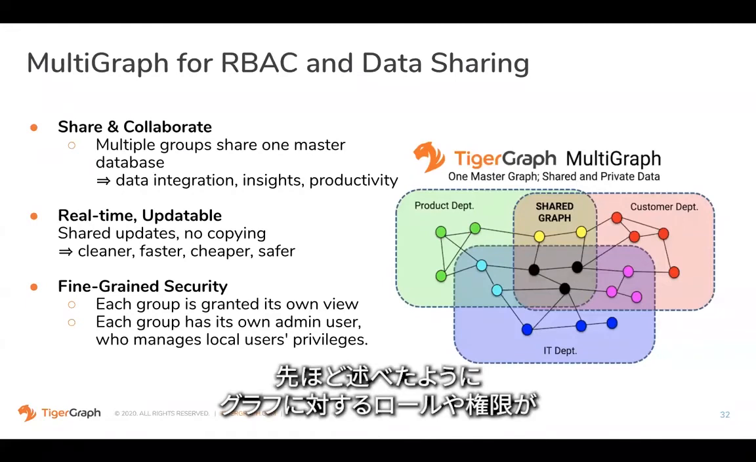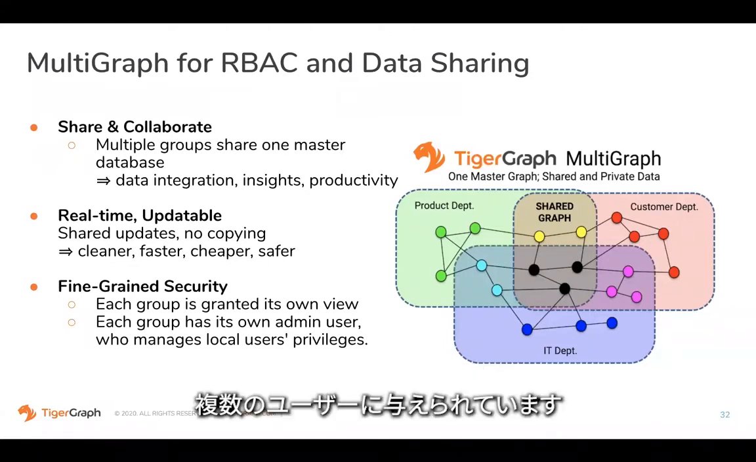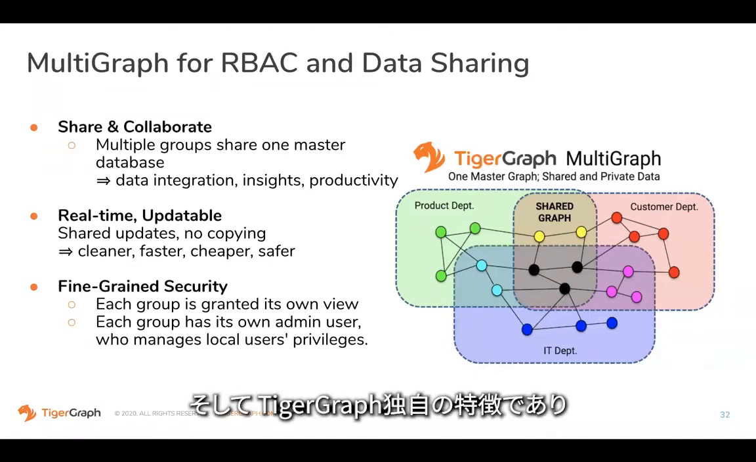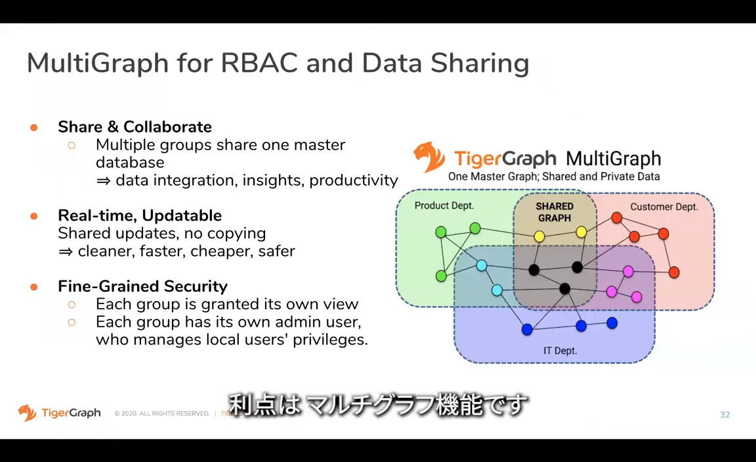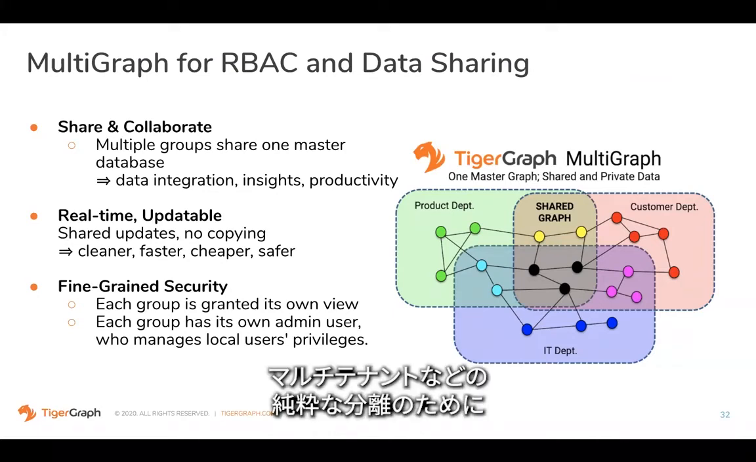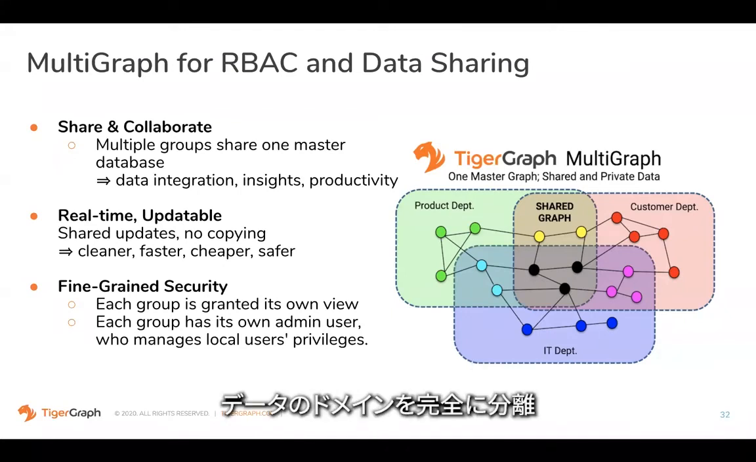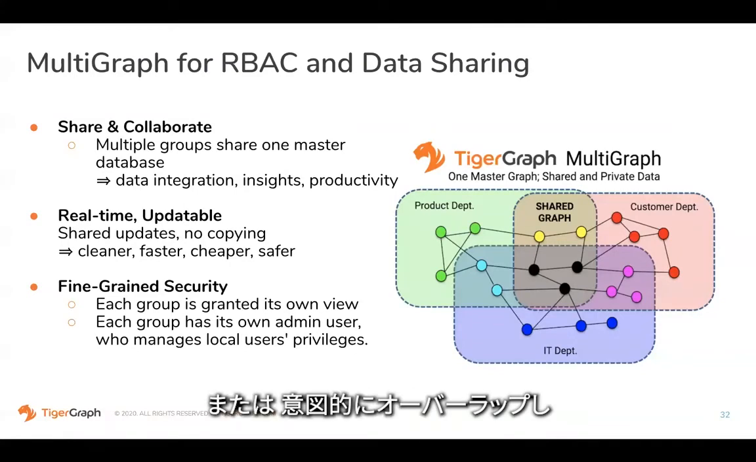I said a privilege is a role or privilege on a graph for some number of users. And a unique feature and benefit of TigerGraph systems is the multigraph feature. It's the way that you can define subsets, subgraphs, or views within your larger graph that can be used for pure isolation, such as multi-tenancy. You can have completely separate data domains, but you can also intentionally choose to overlap them. And so then you're enabling sharing.